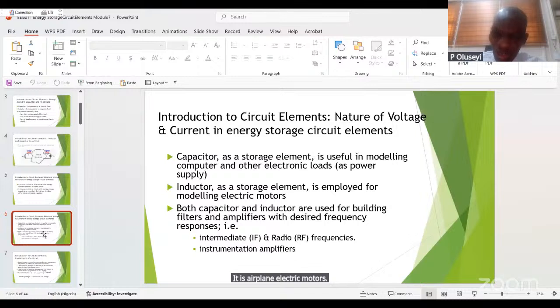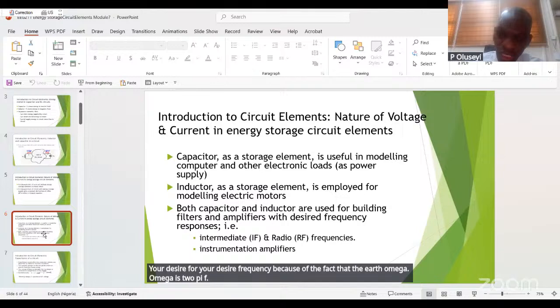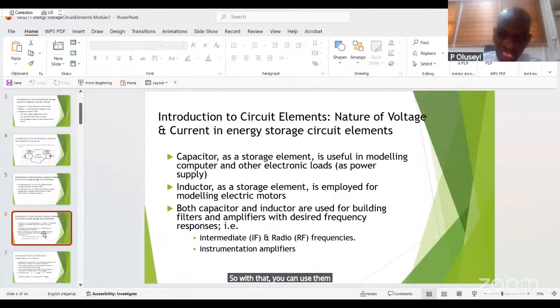Both capacitors and inductors are used for building filters and amplifiers for your desired frequency, because of the fact that they have omega. Omega is 2 pi f. So with that, you can use them to build filters and amplifiers.